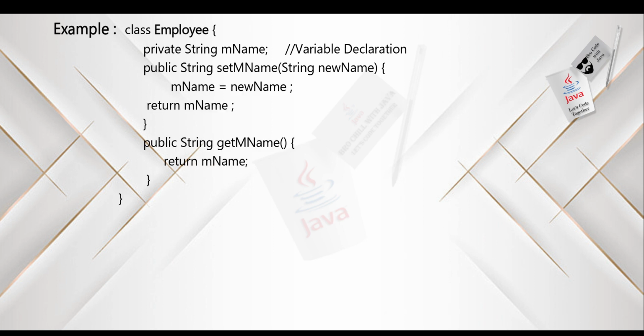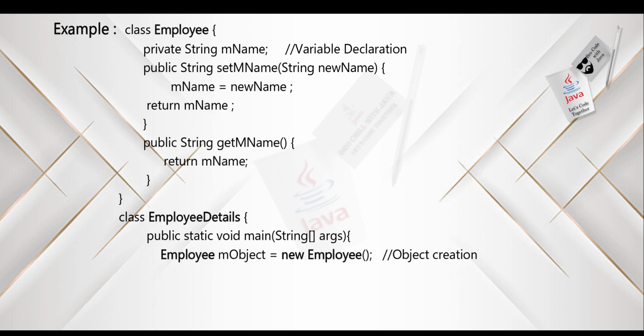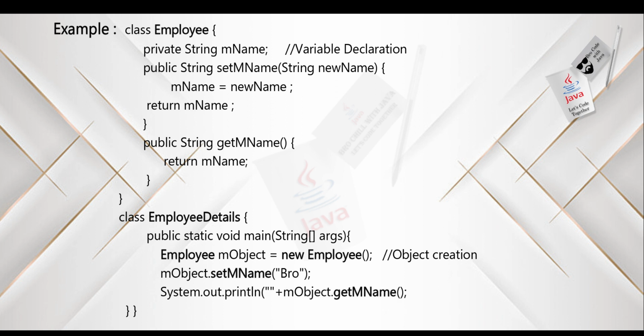We have created a class named Employee. It consists of a variable mname. We have also created getter and setter methods for the variable. Now we have created a new class with the name EmployeeDetails.